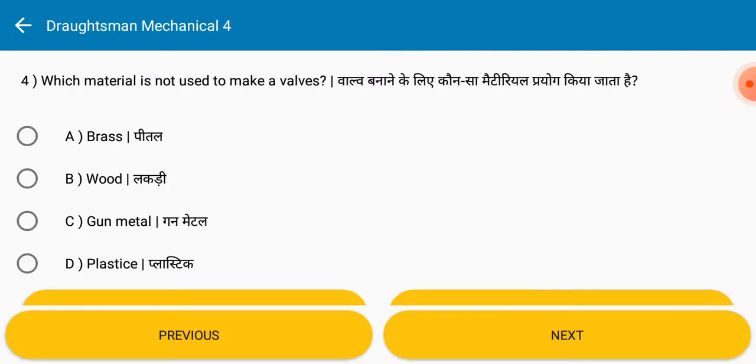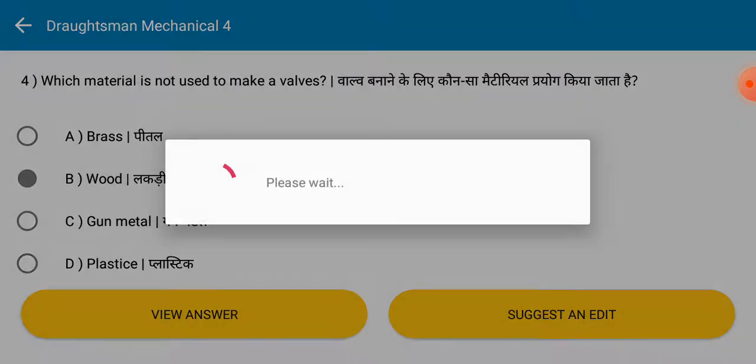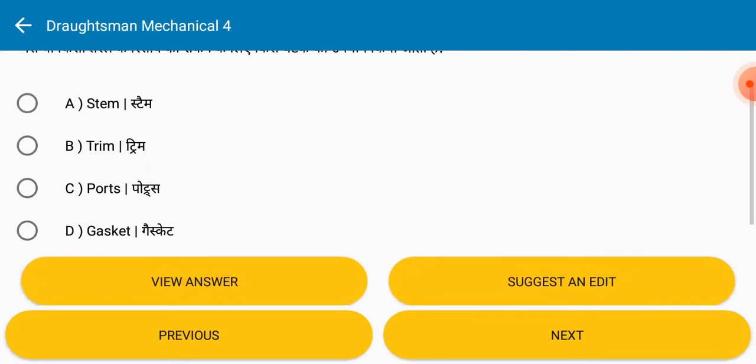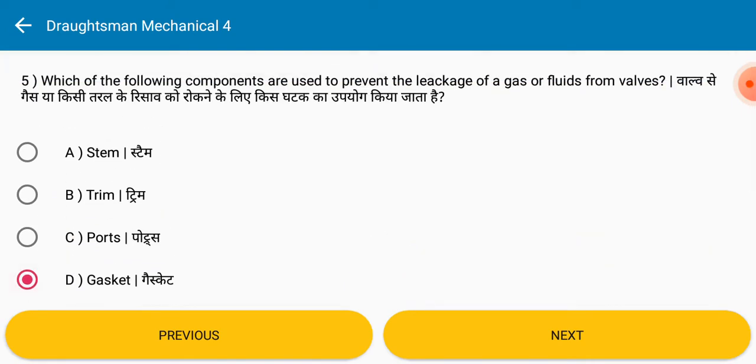Next question. Which material is not used to make a valve? वाल्व बनाने के लिए कौन सा मटेरियल प्रयोग किया जाता है? Option number B is the right answer. Wood. Next question. Which of the following components are used to prevent the leakage of a gas or fluid from valve? The right answer is option number D, gasket.